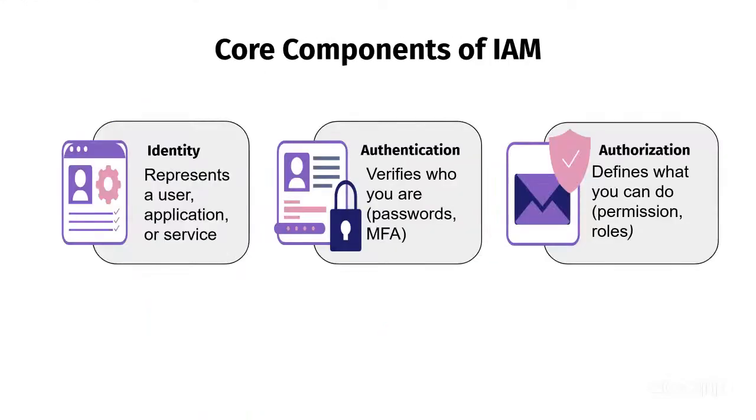So let's talk about the core components of IAM. So we have the identity, authentication, and authorization. So for identity, we are referring to the user, the application, or the service. For authentication, it verifies who you are, speaking to passwords, multi-factor authentication, and the like. Then authorization defines what you can do, permissions that are allowed on a service.